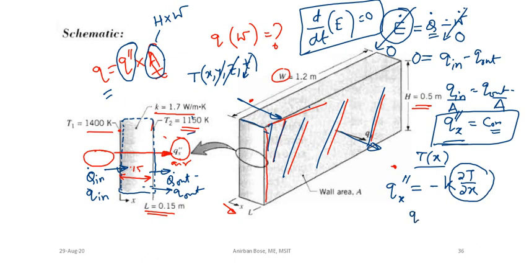So what you can write is that Q dot x is equal to minus K into, instead of del T del X, you can simply write dT dx. Okay, so this is Fourier's law of heat conduction reduced for this particular situation.